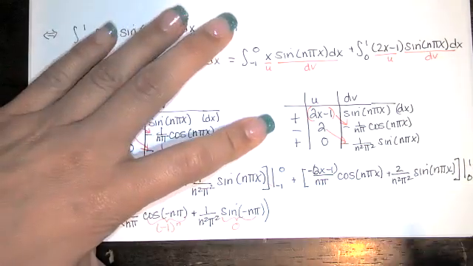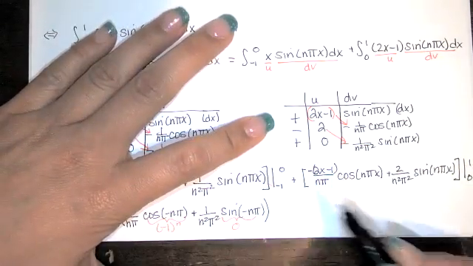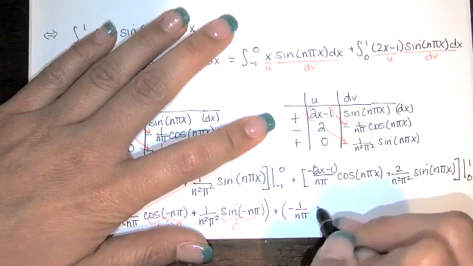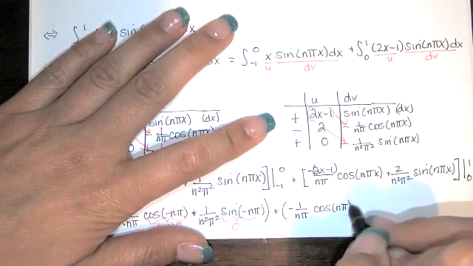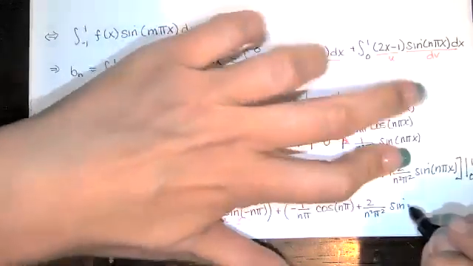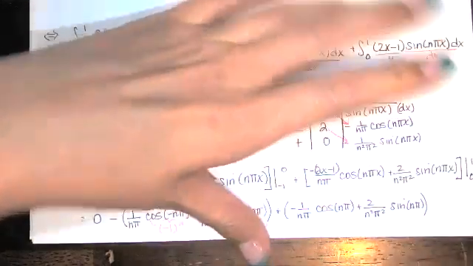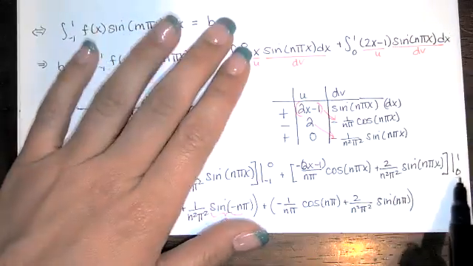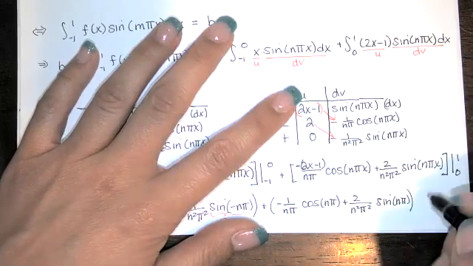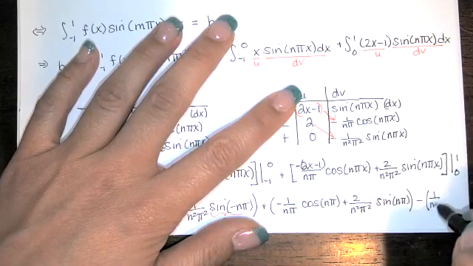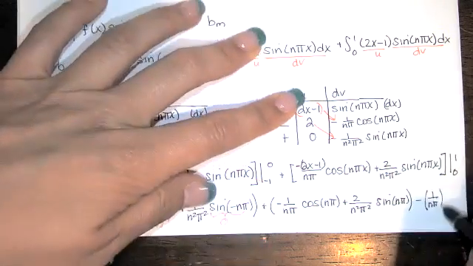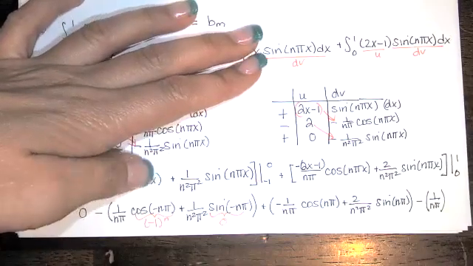Now we want to evaluate this guy at x equals 1. So we'll have 2 minus 1, which is 1, times negative 1. So I have negative 1 over n pi times cosine of n pi plus 2 over n squared pi squared times sine of n pi. And then if we evaluate this at x equals 0, well, we end up with 1 over n pi times cosine of 0, which we know to be 1, plus something times sine of 0, which is 0. So I'll just leave that as that times 1, which is just itself.